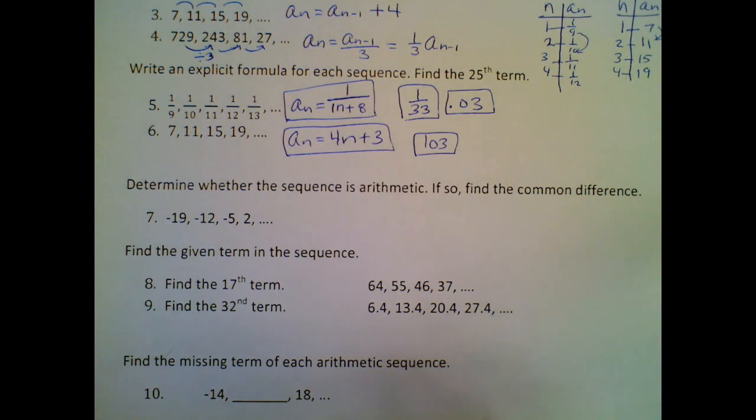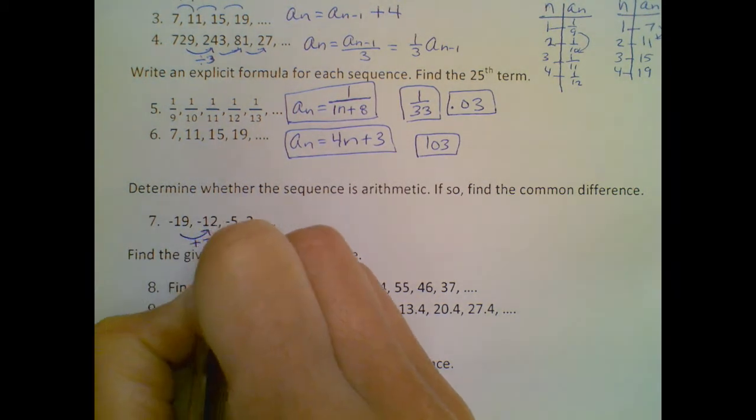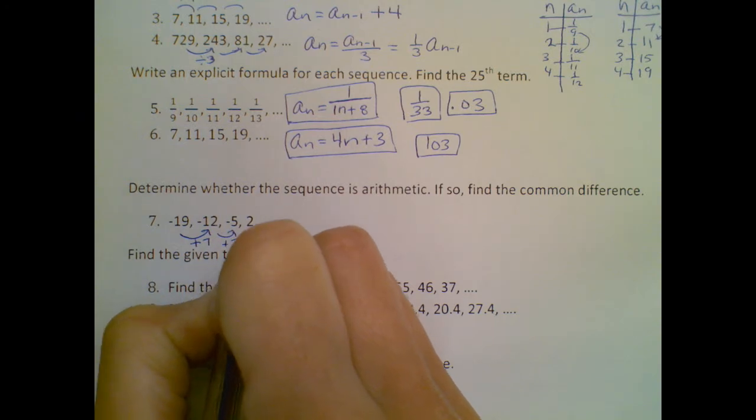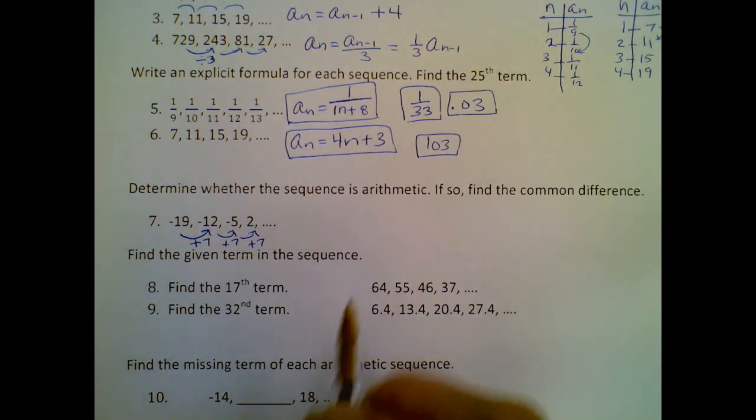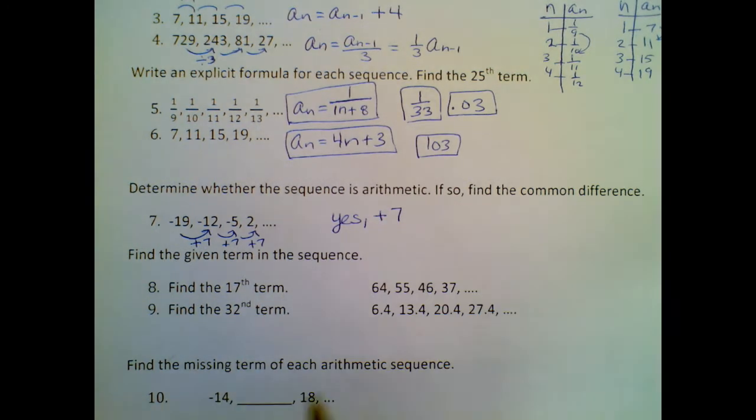The next part is determine whether the sequence is arithmetic. If so, find the common difference. So they want to know, are we adding or subtracting by the same number each time? So from here to here, we're adding 7, we're adding 7, we're adding 7. So we are adding 7 each time, so we would say yes. And then the common difference is positive 7. If it's not adding or subtracting by the same number, then it's not arithmetic.